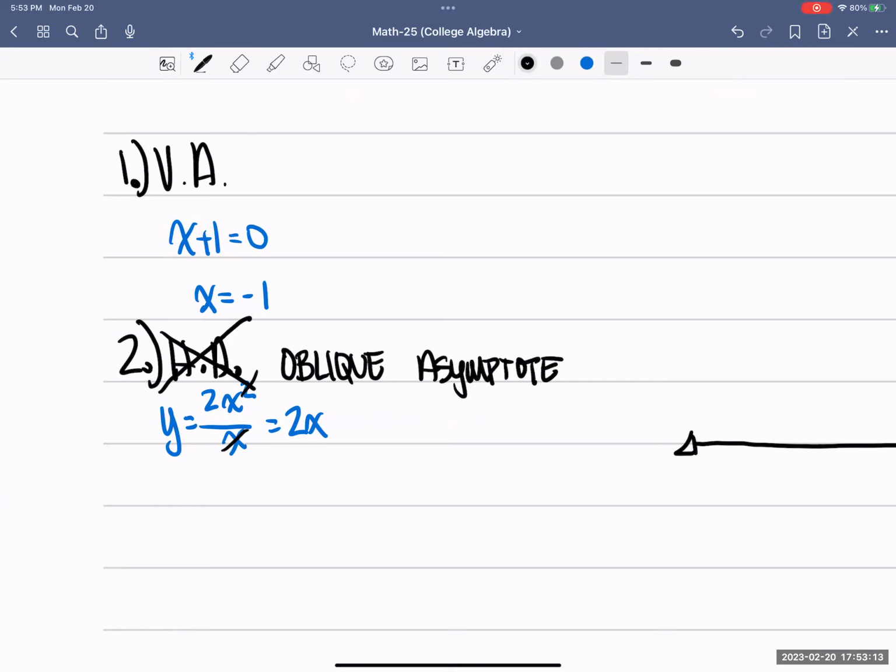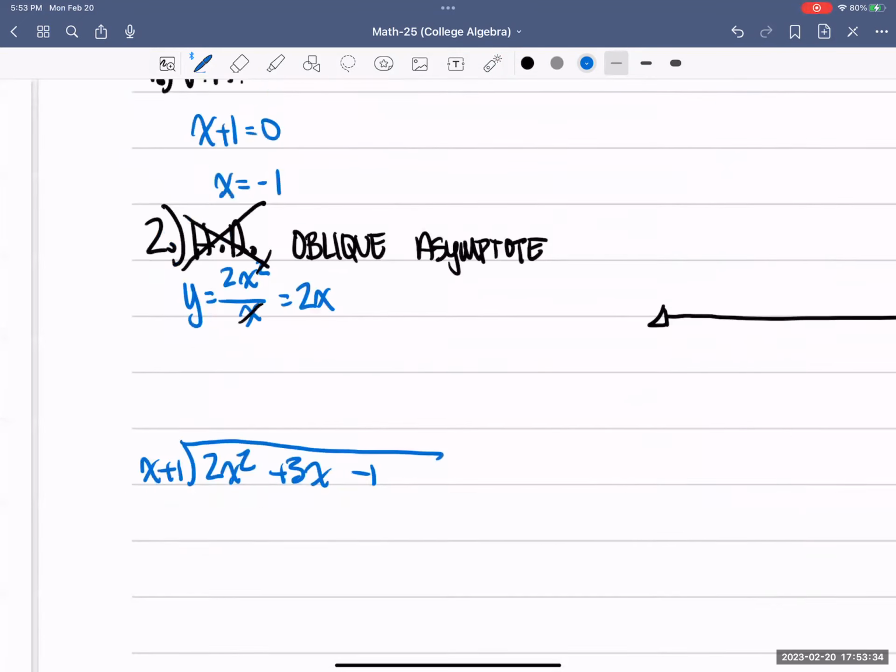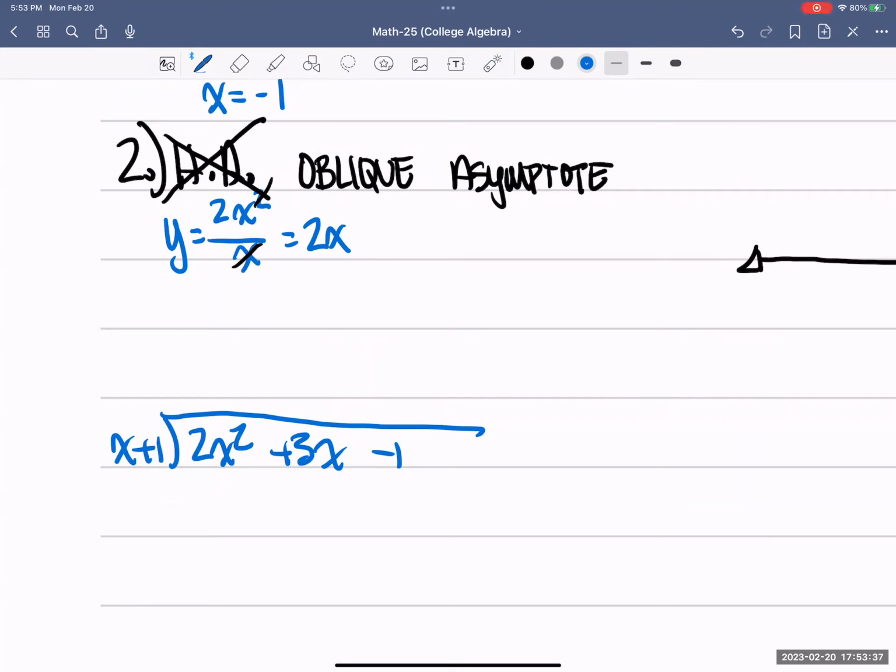To find the oblique asymptote, we have to do long division with our function to see where our graph ends up going. So let's start with x plus 1 and 2x squared plus 3x minus 1. What do we multiply to x to get it to look like 2x squared? We multiply a 2 and an x. 2x times x is going to be 2x squared plus 2x, and we're subtracting all of that.